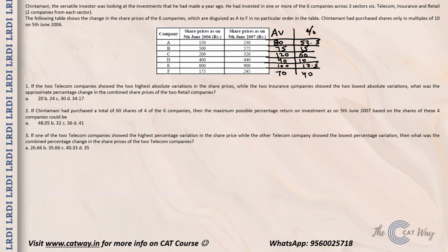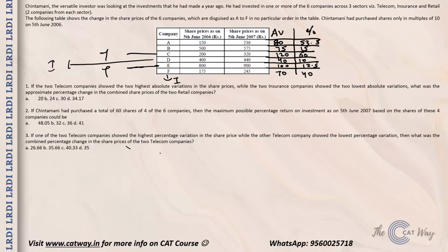Now it has been given that the telecom companies showed the 2 highest absolute variation in the share prices. So the 2 companies which have the highest change in the absolute variation are C and E. So C and E are going to be the telecom companies that we have. And the 2 which have the lowest absolute difference are going to be the insurance companies. So basically, D is an insurance company, and F is the insurance company. Hence, A and B must be the retail companies.